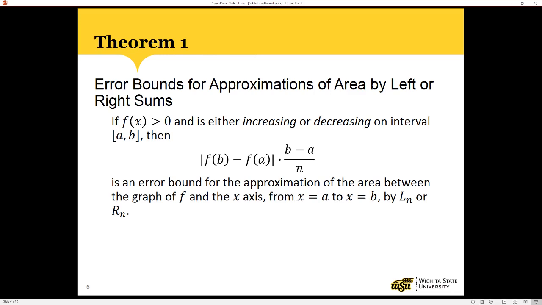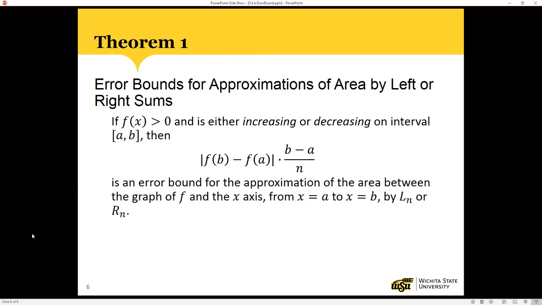And this gives us our theorem. An error bound for approximations of area by left or right sums, where f of x is greater than 0, meaning that we're going to compute the area between the curve from a to b and the x-axis, and when the function is either always increasing from a to b or always decreasing from a to b, then the error bound can be given by the absolute value of the difference between f of b and f of a, and that will be the height of the clear rectangles, times the base. And remember that that delta x, that base, is given by b minus a over n, where we take the distance from a to b and divide by n.